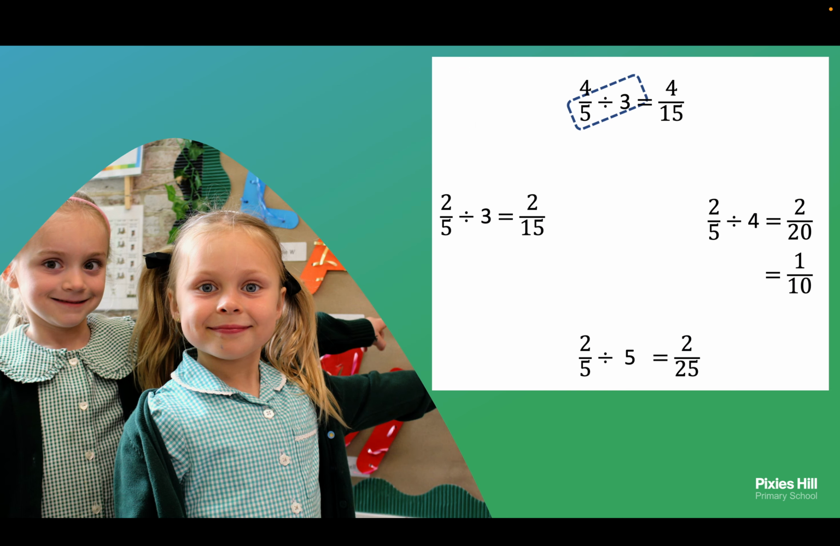Once we've finished, we then show the children that, quite simply, in order to divide fractions, we times the denominator by the whole number. We would only share this once the children have actually figured it out for themselves. This shows that they've moved through the concrete to the pictorial and into the abstract.